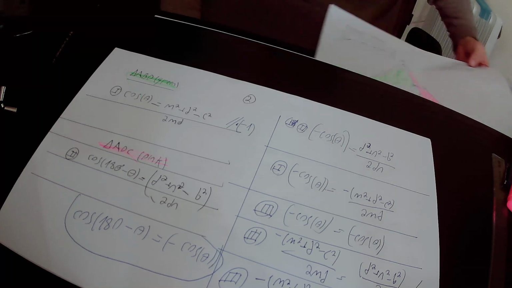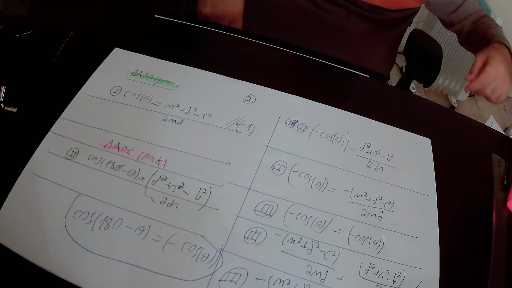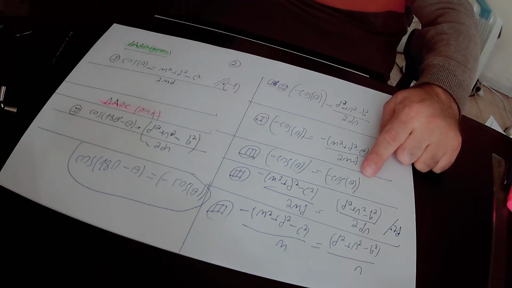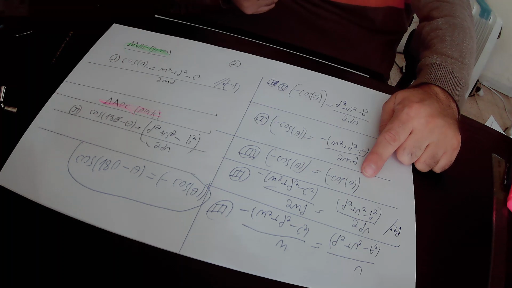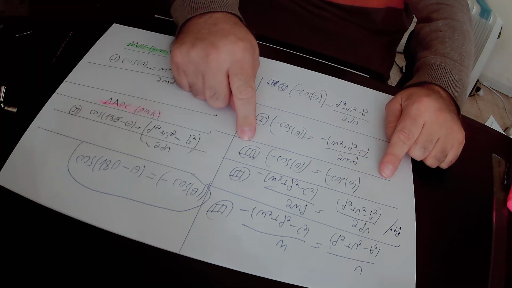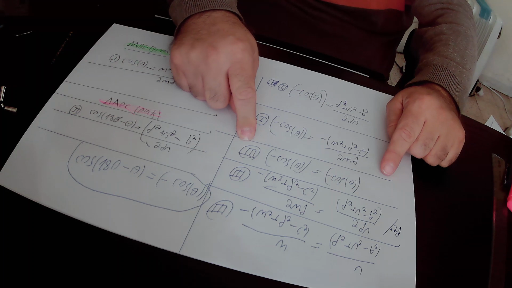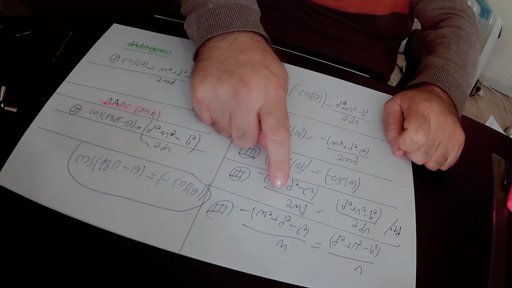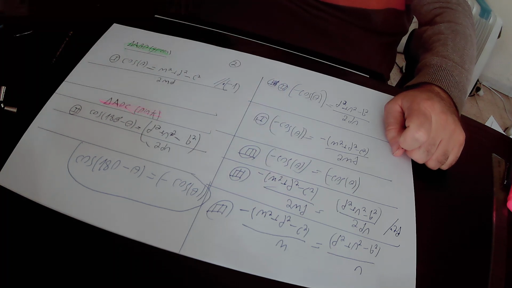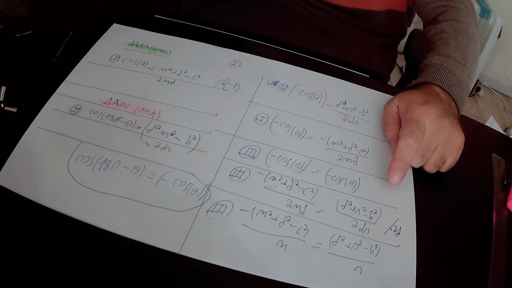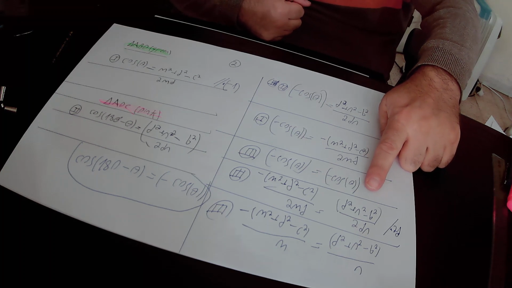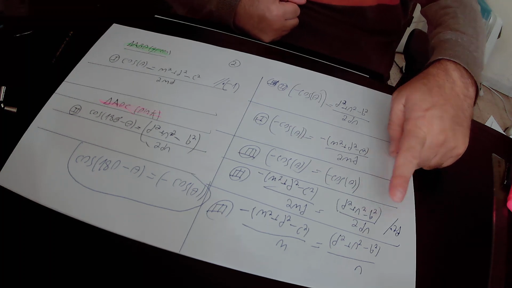Then we created equation number 3 that states that minus cosine theta according to equation number 1 must be equal to minus cosine theta according to equation number 2. Minus cosine theta according to equation number 1 is (m squared plus d squared minus c squared) over 2 times md. It must be equal to minus cosine theta according to equation number 2, and minus cosine theta according to equation number 2 is (d squared plus n squared minus b squared) over 2 times dn.